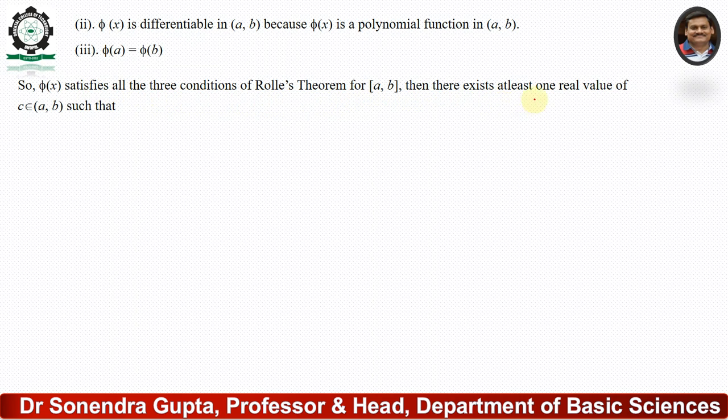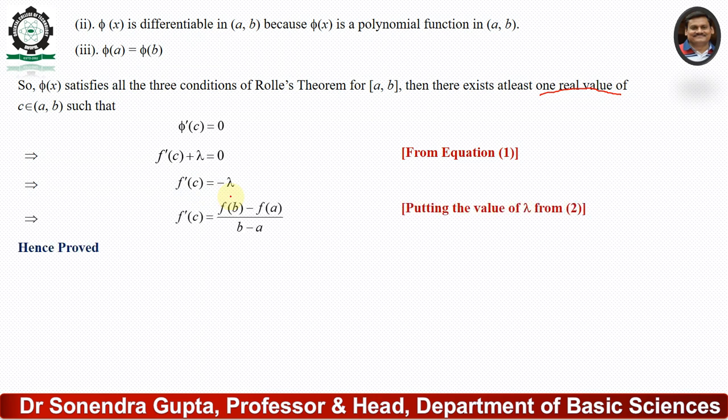Then there exists at least one real value of c such that phi dash c equal to 0. Now what is phi dash c? From equation number 1, f dash c plus lambda equal to 0, that means lambda equal to minus f dash of c, or simply phi dash of c equal to minus lambda. Putting the value of lambda from equation number 2, we get phi dash c equal to f of b minus f of a upon b minus a.